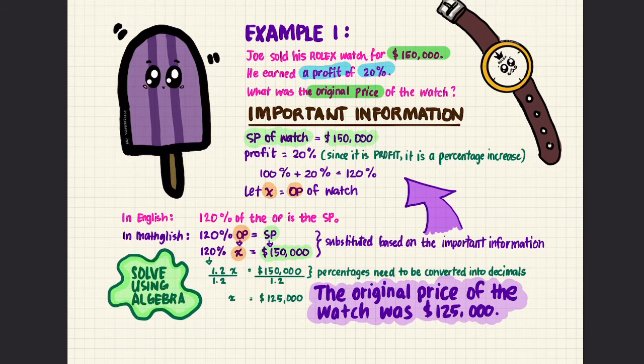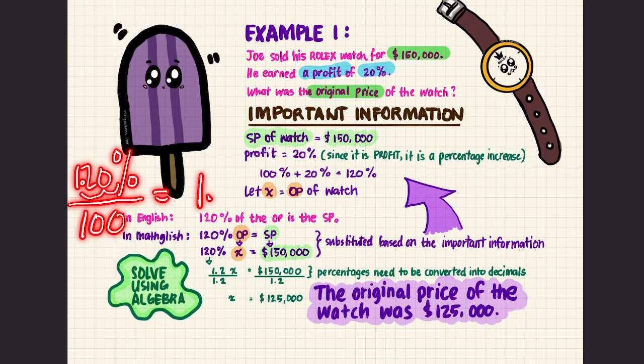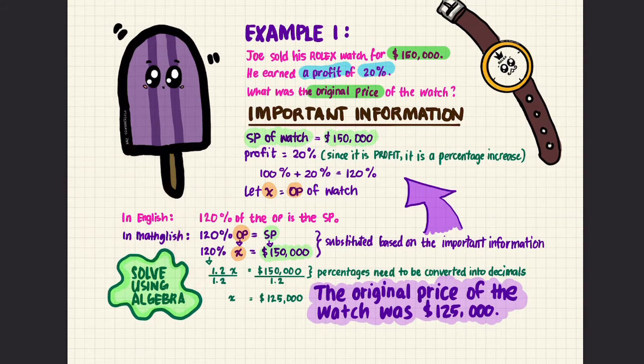Now remember, you cannot multiply or divide with a percentage, so you need to make 120% into a decimal. How do you do that? We divide it by 100. So move the decimal point back and you have 1.2. That's how we got 1.2. So 1.2 times x equals 150.